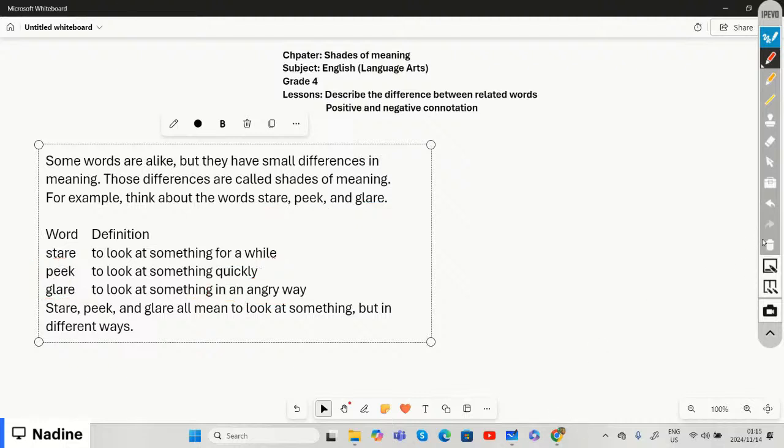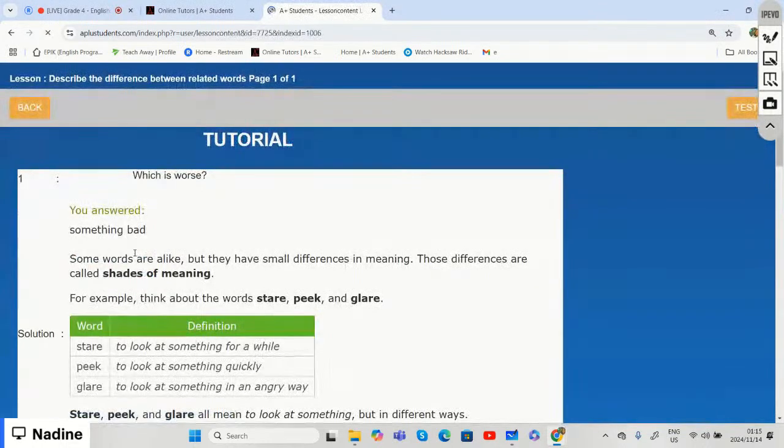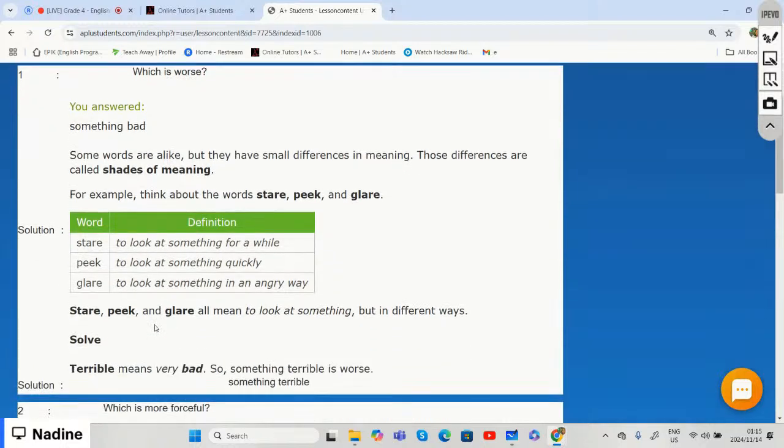All right, so now we're going to aplusstudents.ca and we're going to look at describing the differences between related words. And we said words are alike, but they have small differences, and that is shades of meaning.